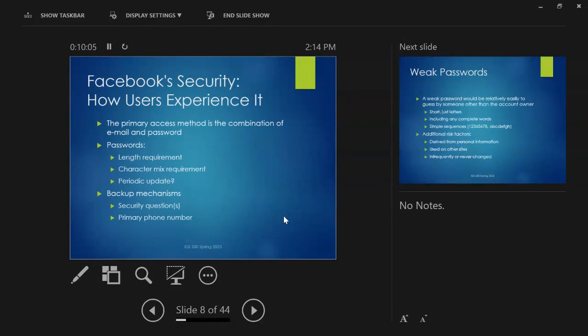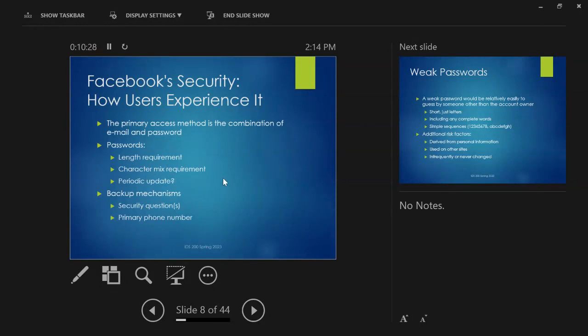Okay. Now, the primary access method for the vast majority of websites and other systems around the world is a combination of email and password, or some kind of user ID and password. So for passwords, typically there's going to be some kind of length requirement, right? It has to be a certain number of letters long, because if you had a single character password, it would be pretty easy to guess, right? Yeah, it wouldn't do much good.